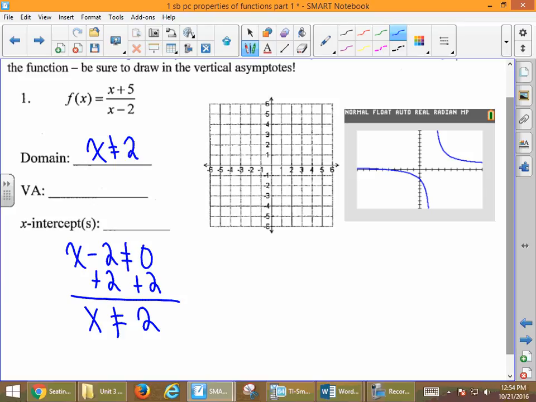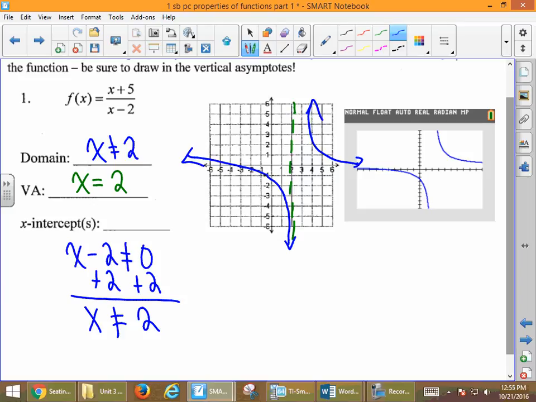Well, as we draw our rough sketch, like I said, the gap seems to be at 2. That's where our vertical asymptote is. And domain and vertical asymptotes go together. Here's our domain, x doesn't equal 2. Our vertical asymptote is x equals 2. We draw the sketch here. And it's rough.